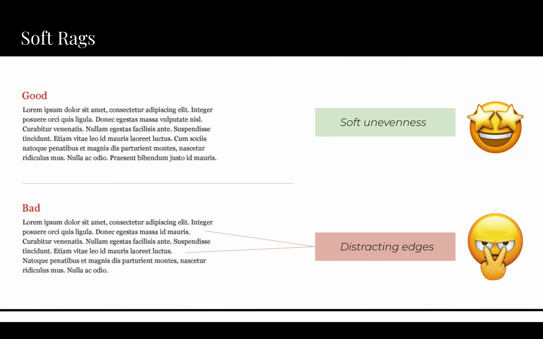Okay, soft rags. When setting a block of text unjustified with a left or right alignment, be sure to keep the rag, which is the uneven side over here, balanced without any sudden holes or awkward shapes. A bad rag can be unsettling to the eye and distract the reader, and a good rag has a soft unevenness without any lines that are too long or too short.